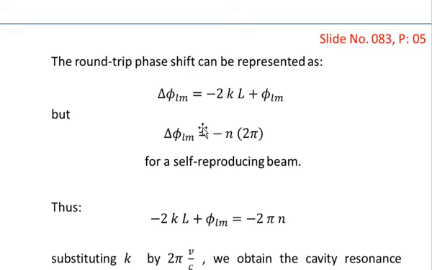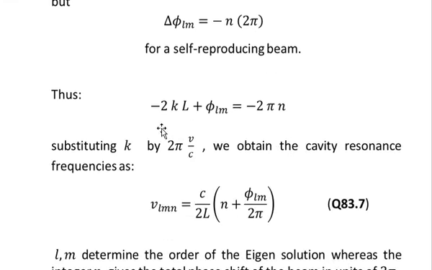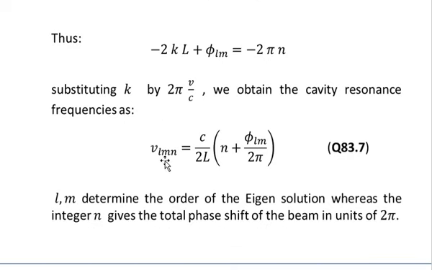So equating the two values of delta phi, we have minus 2kL plus phi Lm is equal to minus 2 pi n. Now substituting k as 2 pi nu over c, we obtain the cavity resonance frequencies as nu Lmn, which is equal to c over 2L, multiplied by, within the parenthesis, n plus phi Lm over 2 pi. So these are the resonance frequencies in the resonator.